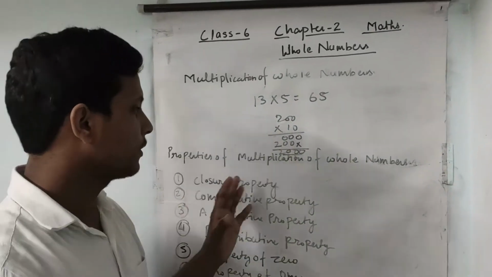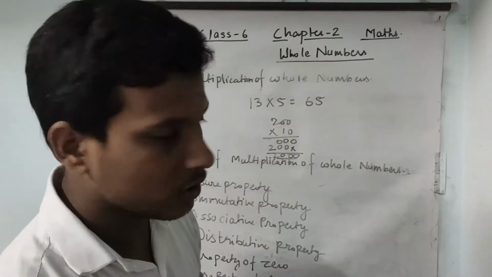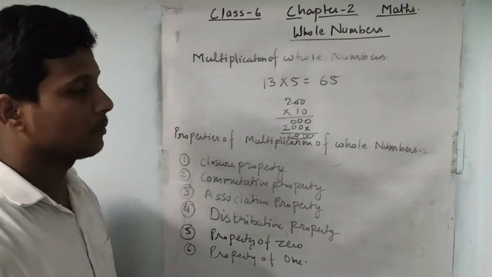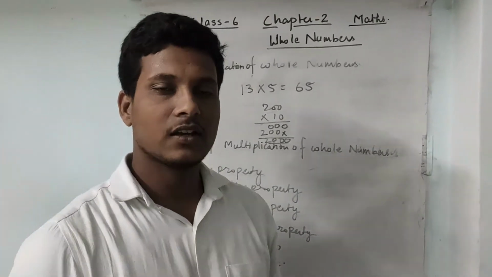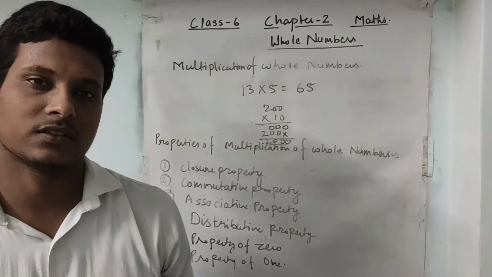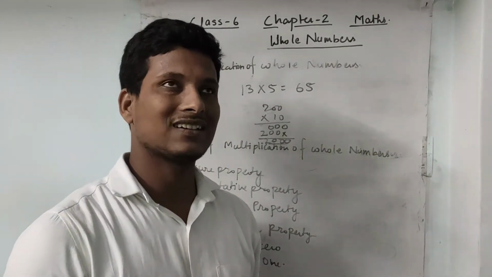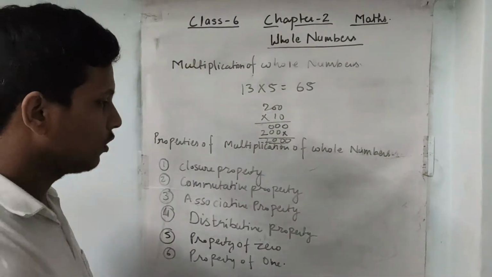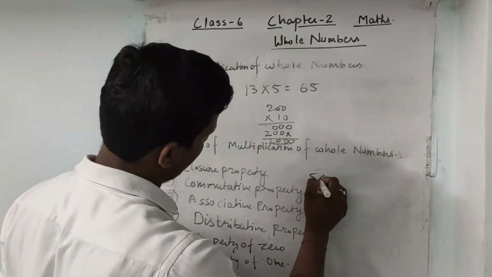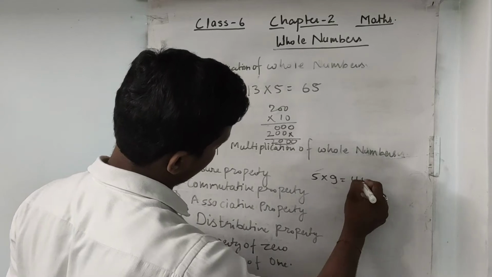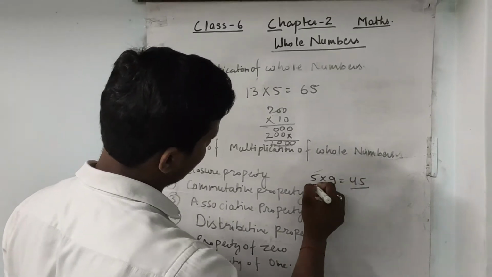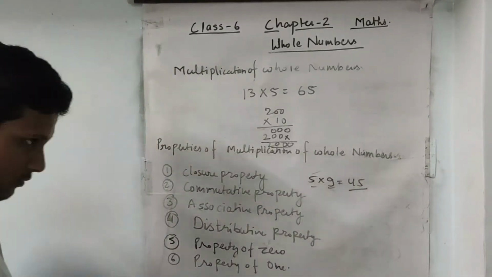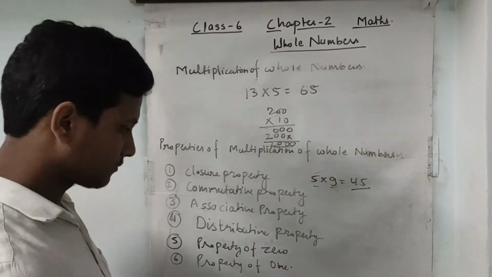Now comes the properties of multiplication of whole numbers. The first property is the closure property. It states that if we multiply two whole numbers, then our result will also be a whole number. Like 5 multiplied by 9 is 45. So this is also a whole number.